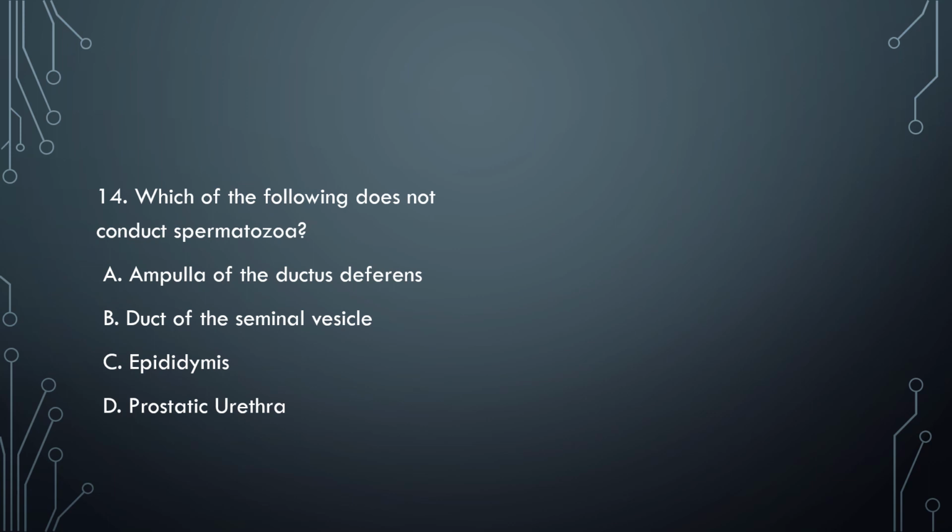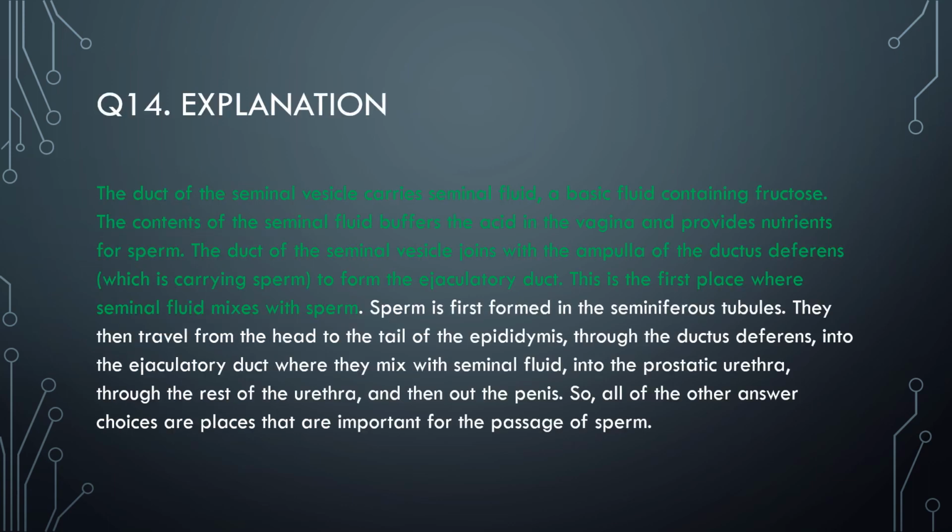Question 14. Which of the following does not conduct spermatozoa, for example, during sexual intercourse? Which of the following does not conduct spermatozoa or sperm? Ampulla of ductus deferens, duct of seminal vesicle, epididymis, or prostatic urethra? The correct answer is B, the duct of seminal vesicle.